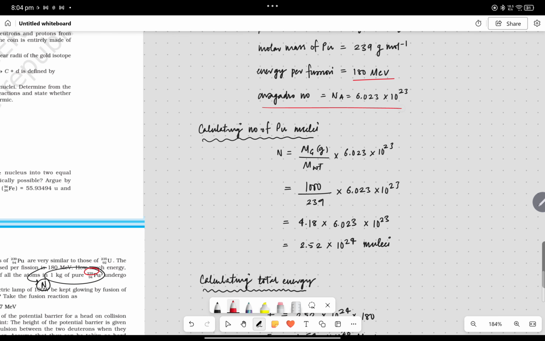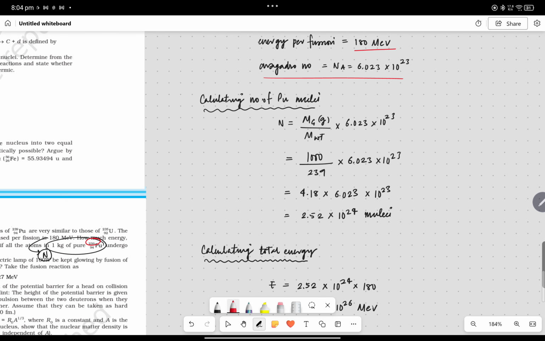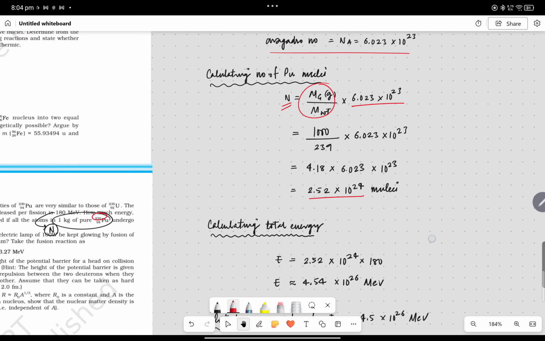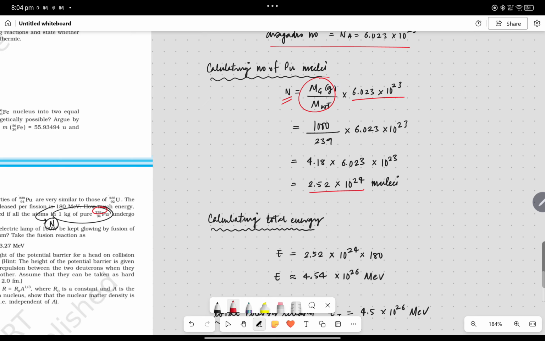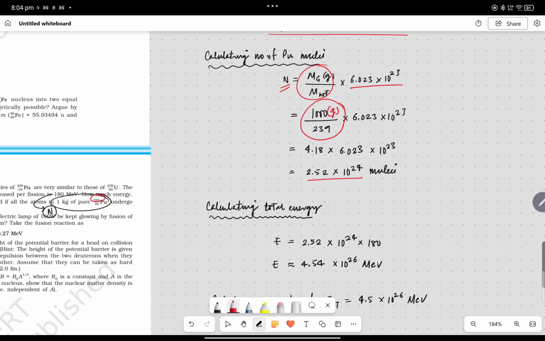And the Avogadro number. First of all, we have to calculate the number of plutonium atoms that we have, and that is the number of moles of plutonium times the Avogadro number, and after calculation you are going to get 2.52 times 10 to the power 24 nuclei of atoms in 1000 gram of plutonium. You have to take that kg in gram, right? For the basic calculations, you have to keep that unit in mind, right?